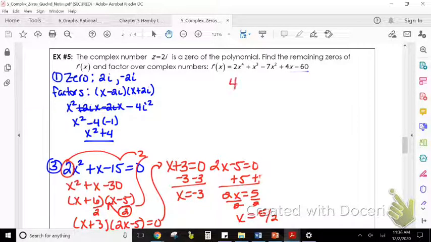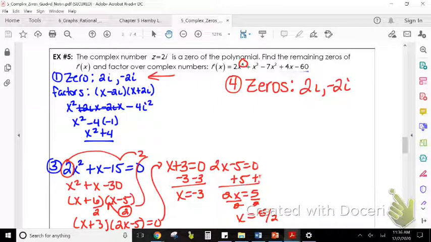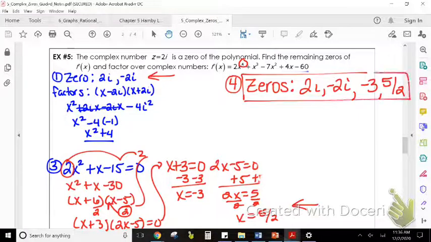We know our zeros. How many zeros should we have? Well, it's a degree of 4, so I should have 4 of them. We have 2 of them from over here, the 2i and the negative 2i, and then we found our other 2 down here. So we said it was negative 3 and 5 over 2. And then it wanted us to write it as a factor, so we're going to have, let me go ahead and box this because this was my zeros.